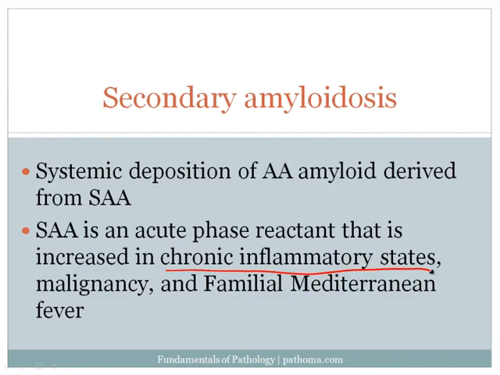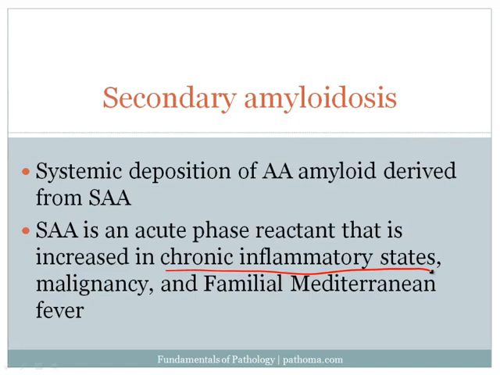So what would be some examples of chronic inflammatory states? Autoimmune diseases like lupus, rheumatoid arthritis, etc. Another example of a chronic inflammatory state, Crohn's disease. Another, ulcerative colitis. Another example of a chronic inflammatory state, chronic osteomyelitis, in which you get a long progressive infection within the bone marrow. So these are all examples where there's chronic inflammation. Chronic inflammation results in an increase in SAA. SAA can become AA, and the AA can deposit as amyloid.